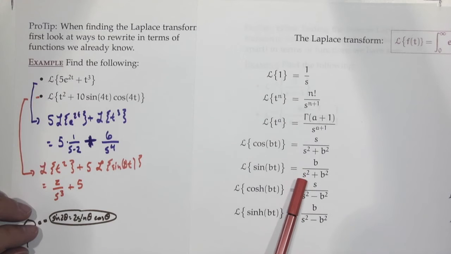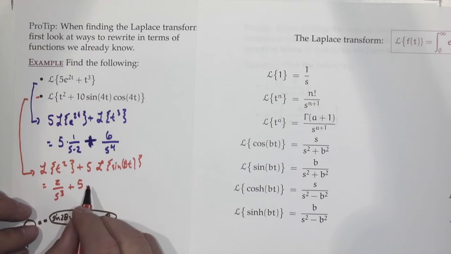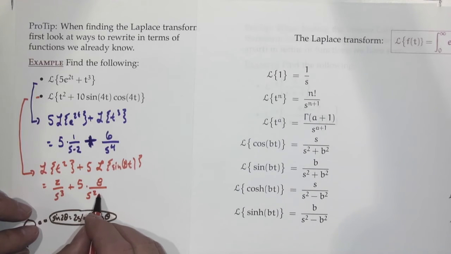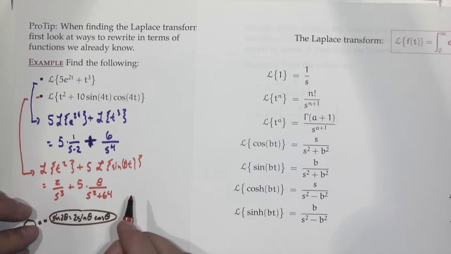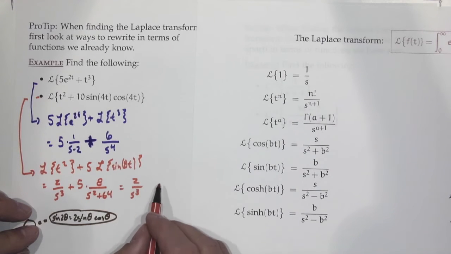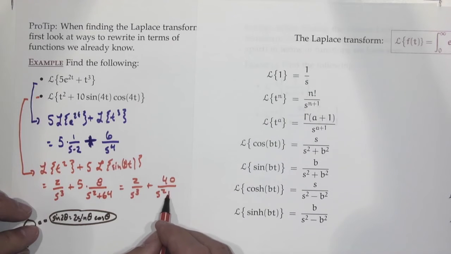Yeah, 8 over s squared plus 8 squared. So if you're fans of squares, 8 squared is 64. Now you could, of course, write this as 2 over s cubed, and 5 times 8 is 40 over s squared plus 64. And there you go.